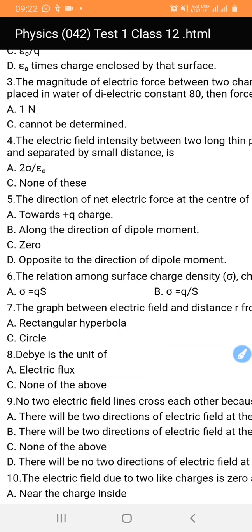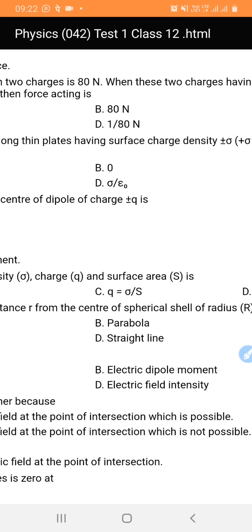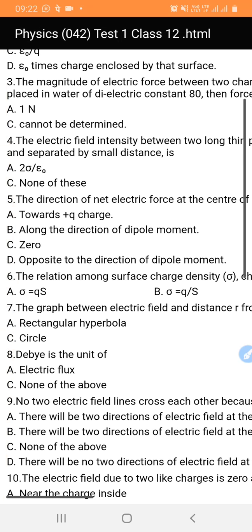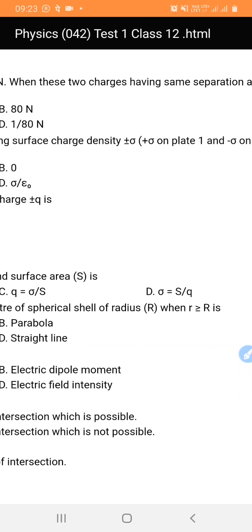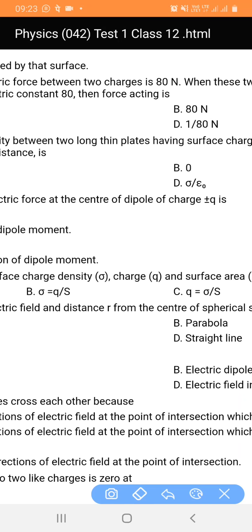Now in question 6, the relation among surface charge density sigma, charge q and surface area. So you remember the formula, surface charge density sigma is equal to charge per unit surface area. Option A sigma qs, option B sigma is equal to q upon f, option C q is equal to sigma upon f, option D sigma is equal to f upon q. So remember the formula, and here the answer will be B.